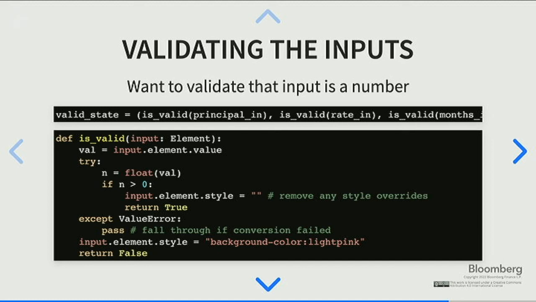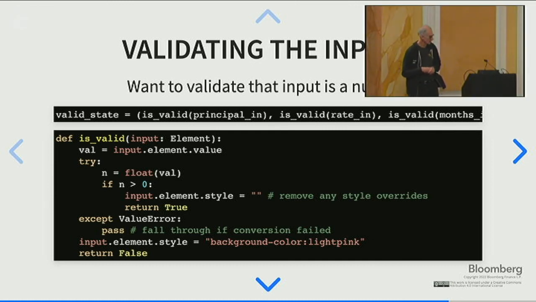So we're going to validate all 3, put them into a tuple so that we can then use the all built-in to decide whether all the inputs are valid. Just to give you an idea of what the validation looks like, we're getting the value off the element. We're attempting to cast it to a float because we're expecting all numbers. If that succeeds and the number is greater than 0, then we're just going to move forward and say, yes, this is valid. Otherwise, we're going to signal back to the button handler that we have an invalid field.